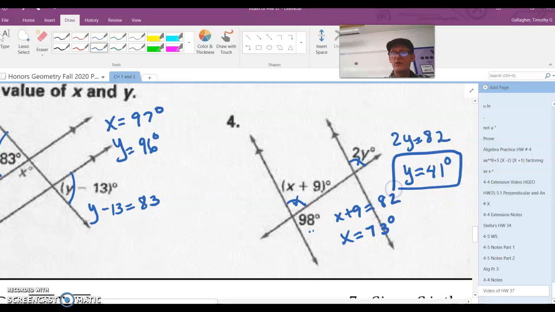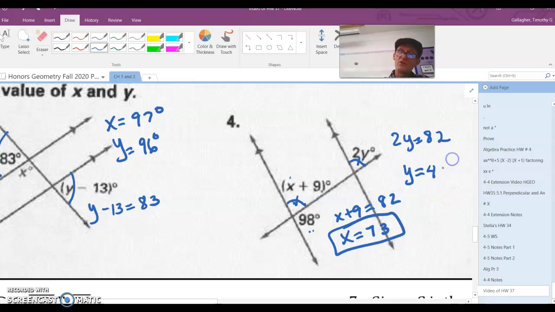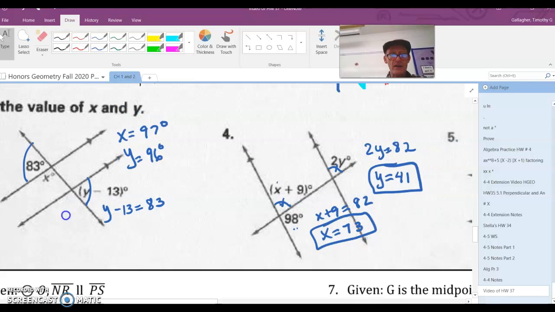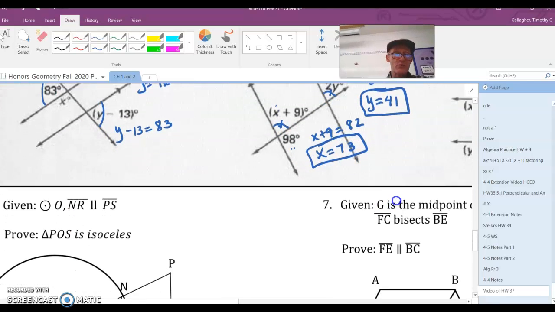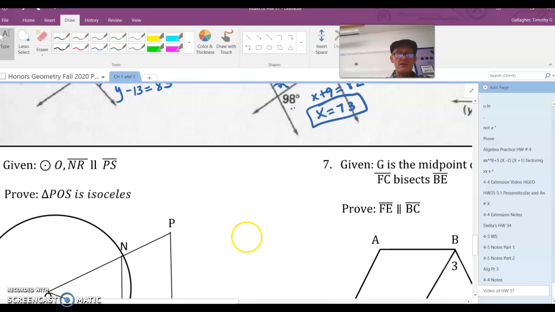Or no, y isn't 41 degrees. y equals 41. And x is not 73 degrees. x equals 73 because that angle is the degree measure. And then this is just 41. All right. So a lot of stuff going on there, but the last 2 are pretty easy proofs. Or not easy, but here they are.